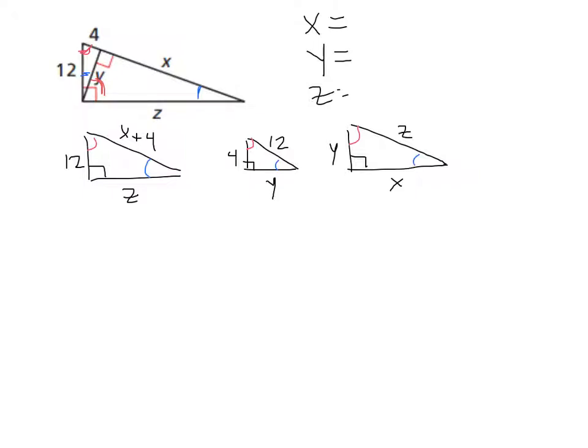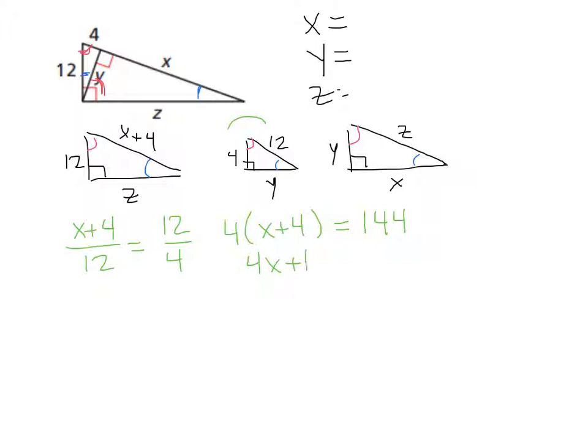I'm going to start out by focusing on that middle triangle because I see that I could set up a ratio with just numbers, and that might be handy for me. So if I'm looking at the first triangle, I know that x plus 4 over 12 is equal to 12 over 4. So when I use my cross products to set them equal to each other, I have 4 times x plus 4 equals 144, which means that 4x plus 16 equals 144.